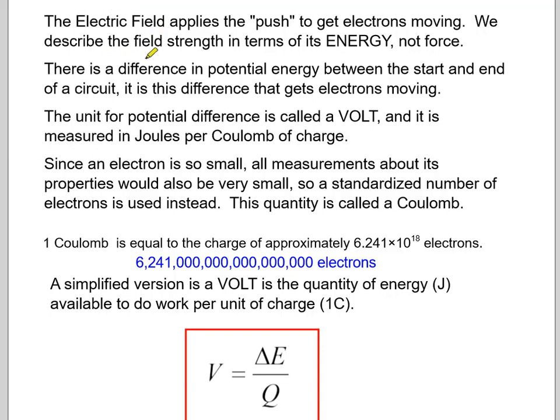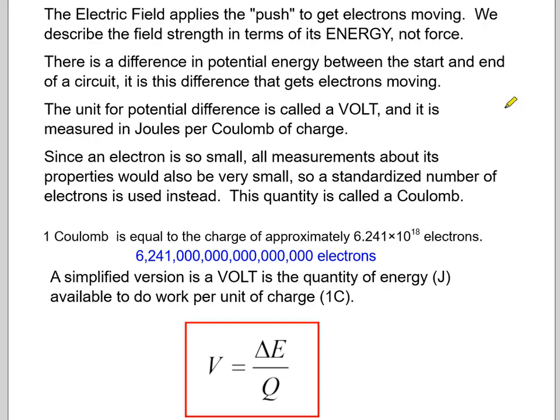So new words. So there is a difference in potential energy between the start and end of a circuit. Okay, so it is this difference that gets electrons moving. Okay, so if you think of a straw, for example, for a straw to work, you change the pressure in your mouth to lower than atmospheric, and what happens is the fluid in your drink goes up the straw. So it's that difference in pressure that makes the fluid, the milkshake, the whatever you're having, move up the straw. So this is very similar, okay, to what a volt is going to do. So the unit for potential difference is called a volt, and it is measured in joules per coulomb.